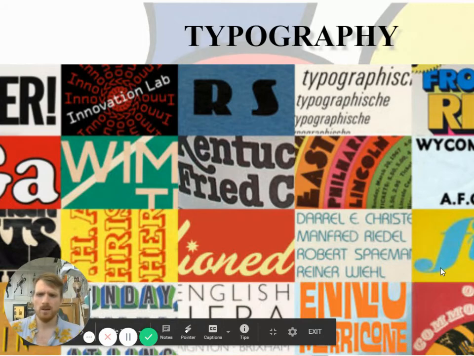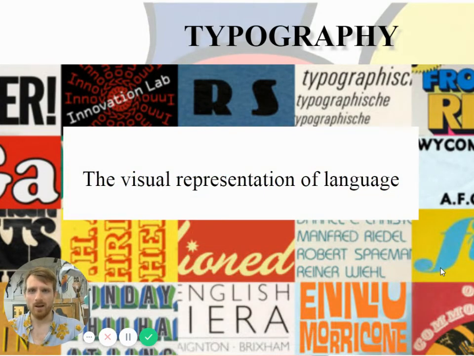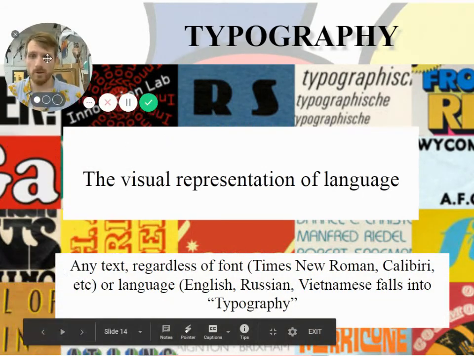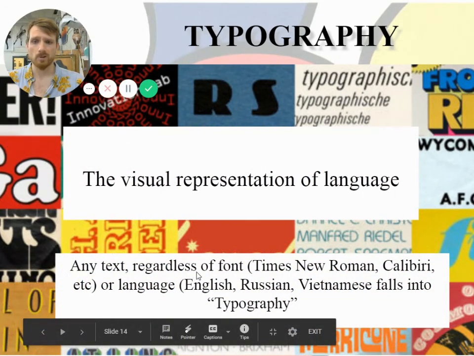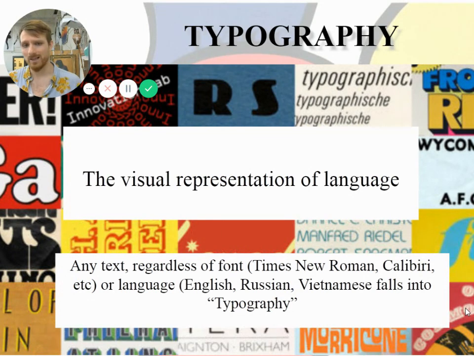And the last one, Mr. G and I always like to agree and throw this in, but typography, we call it like our eighth element of art. Typography is the visual representation of language. So whether you're referring to any text, regardless of the font or language, it's going to fall into that realm of typography. And so typography is a really good way of visually representing speech or any form of language.